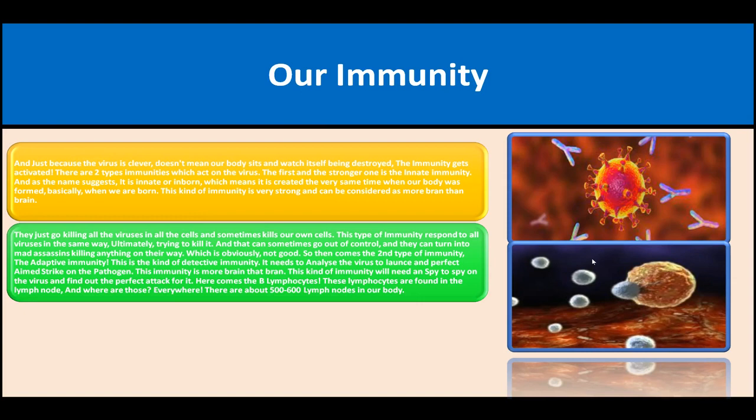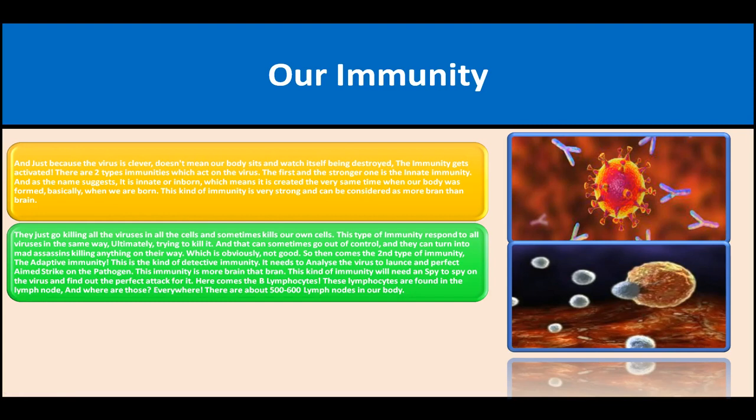So, then comes the second type of immunity, the adaptive immunity. This is the kind of detective immunity. It needs to analyze the virus to launch a perfectly aimed strike on the pathogen. This immunity is considered more brain than brawn. This kind of immunity will need a spy to spy on the virus, obviously, and find out the perfect attack for it. Here come the B lymphocytes.